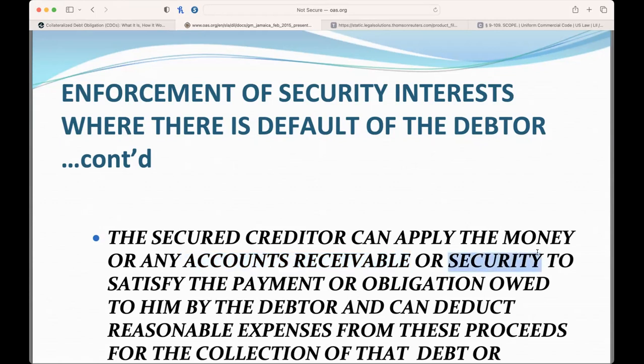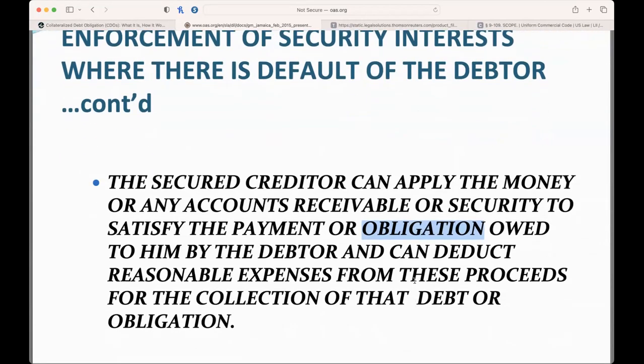So these are just different words saying the same thing. I guess sometimes they're made to confuse you. But I'm here to give you clarity. They're sitting here saying the same exact thing. And to satisfy the payment or obligation, these are the same thing. It almost seems like when they say "or," it just says "and" or "includes," because it's the same thing. Owed to him by the debtor, and can deduct reasonable expenses from these proceeds for the collection of that debt or obligation.